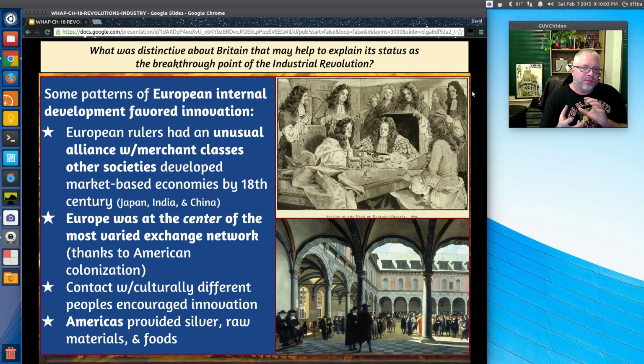It's interesting because Europe is now set up in a way to favor merchants, just like the Islamic world favored merchants. I mean, it's really part and parcel of the Islamic world. Contact with culturally different peoples encourages innovation, and I can see that point for sure. And the Americas provide Europeans with silver, raw materials, new types of food, which harkens back to my original point here that there was enough food being created by new means of agriculture and the Americas where Europeans could move off of the farm into the cities.